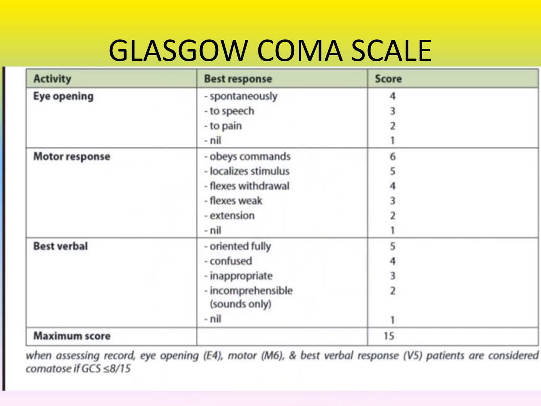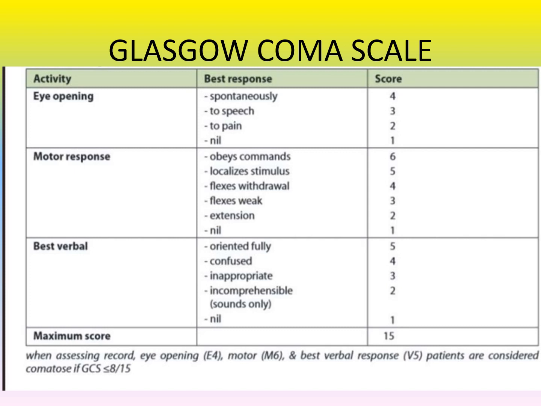Coming to the Glasgow Coma Scale, so here the least score is 3 and the highest score is 15, and if the patient has a score of less than 7 it indicates an altered level of consciousness. First, eye-opening: spontaneous response will give score 4, to speech 3, to pain 2, and no response 1.